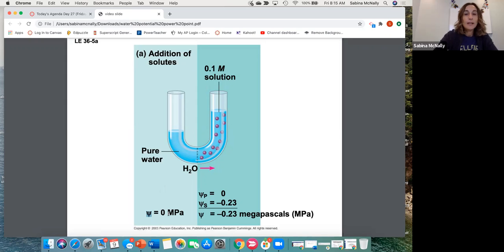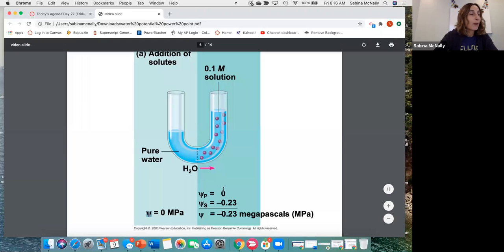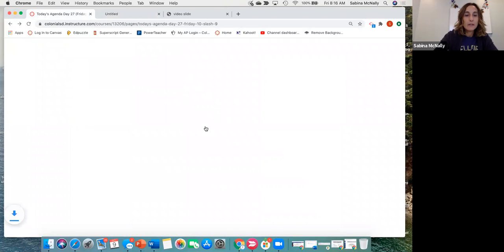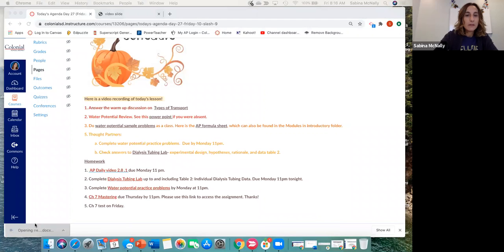Okay. Over here, I now have a 0.1 molar sucrose solution, or it just says solution, but most of these are involving sucrose. Again, there's no pressure on this side of the tube, and so that's why pressure is zero. And because I do have a solute, when I plug in that formula, negative iCRT, let me show you that formula so you can see it. You have a link on your agenda as well. For some reason, it popped up on this screen.